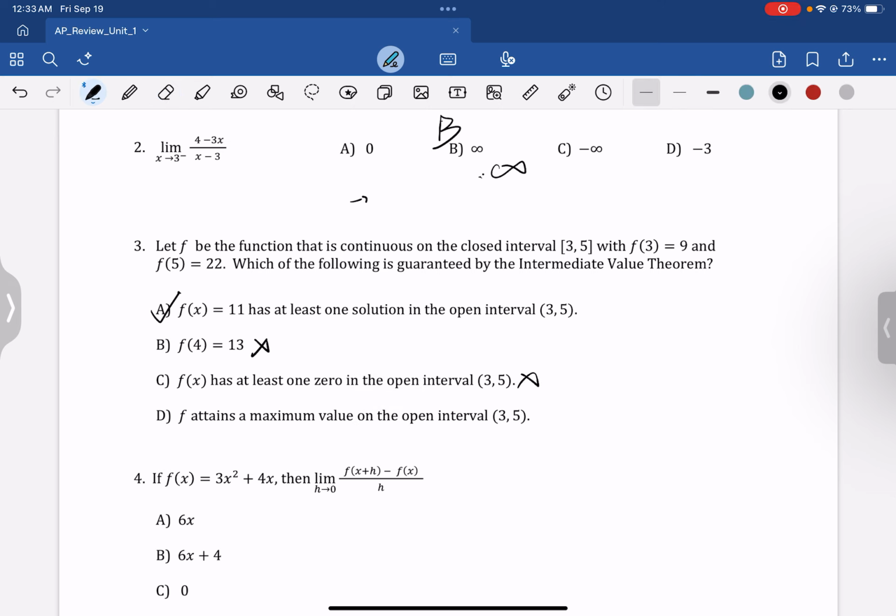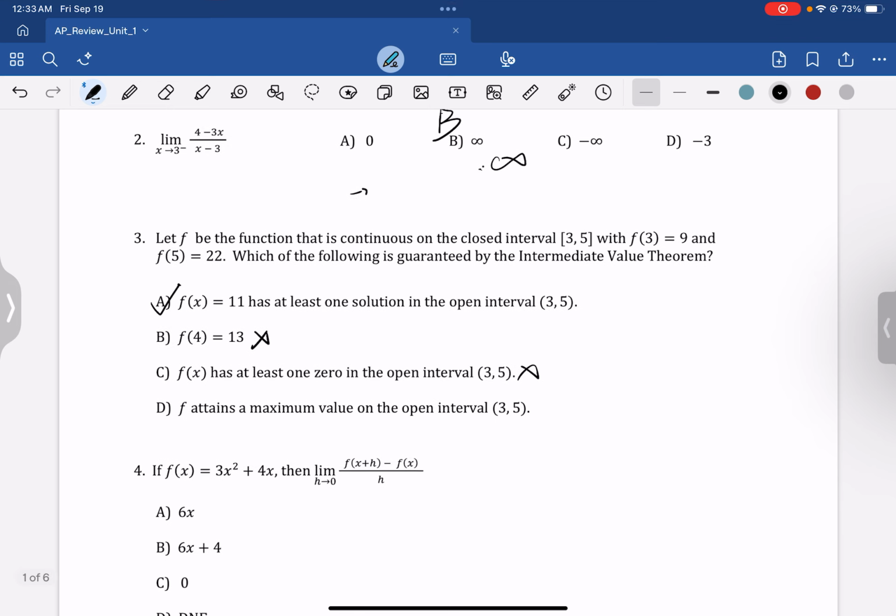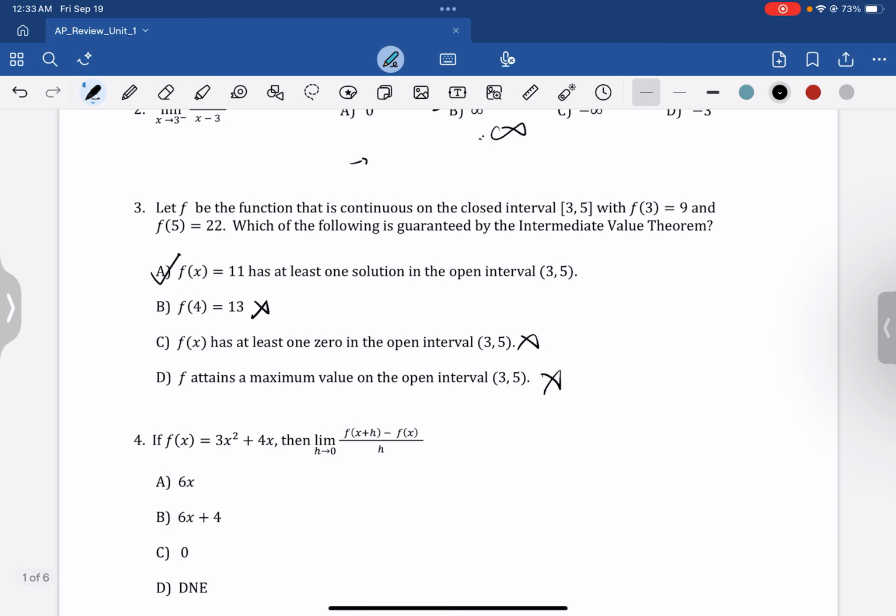Alright, the next one, f attains a maximum value on the open interval (3, 5). So this one is more unreasonable because you have no idea about the maximum value. The function didn't give you any information about the maximum value or the vertex or something. So this one is wrong. So the answer is A.